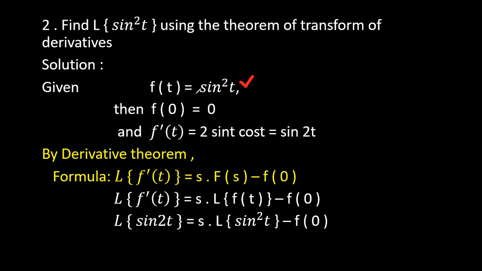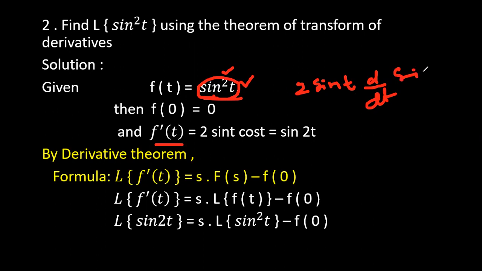When you differentiate this function with respect to t, what do you get? It is sine square t, so you get 2 sin t. First we differentiate with respect to the power, 2 into sin t, into d by dt of sin t. Then the differentiation of sin t is cos t, so we get 2 sin t cos t.